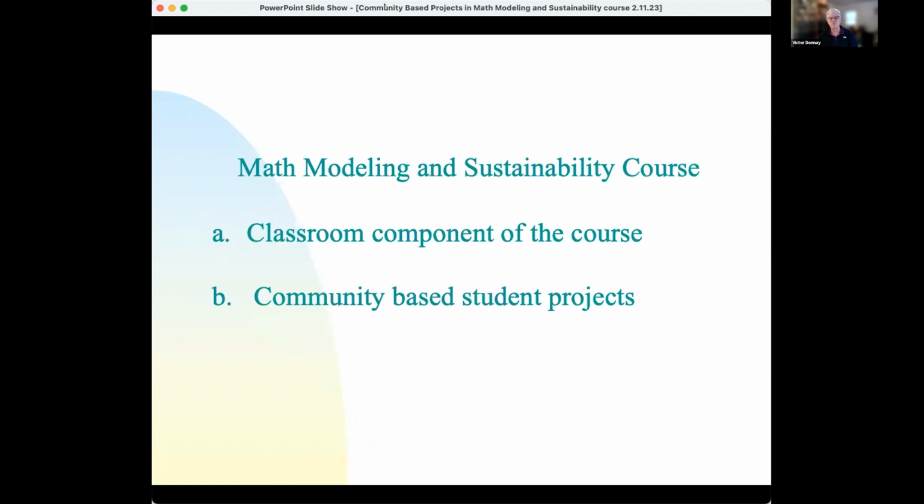So I'll talk about two things. First, the classroom component of the course, and one could totally do a course completely on that level without any of these community projects. But then I'll also talk about the community projects.